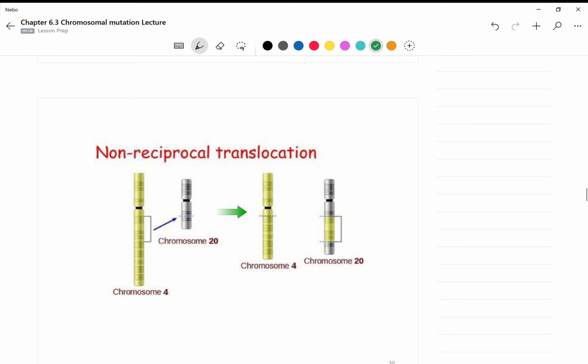In non-reciprocal translocation, only one chromosome might gain or lose. In this case, chromosome 4 has this segment broken off, so the product is a much shorter chromosome 4. The part that was broken off is transferred to chromosome 20. So now chromosome 20 has gained a segment that came from chromosome 4.